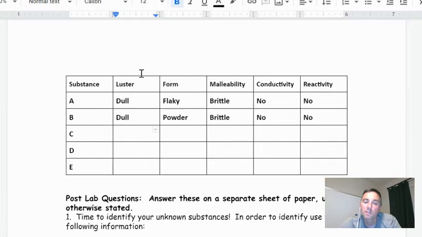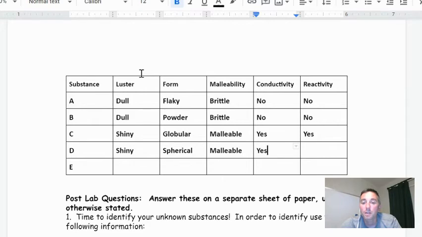Substance C is kind of shiny, sort of. It's kind of like a glob. Globular is a word we'll use. It is malleable. It is conductive, and it does react with acid. Substance D is a lot shinier, because it's usually a nicer form of what I have. It's almost spherical. It is malleable, it is conductive, and it kind of reacts with acid. Not great, because our substances aren't that perfect.